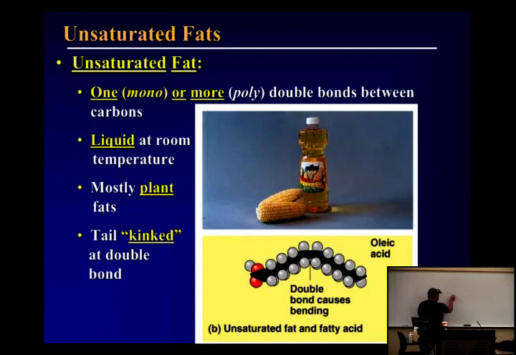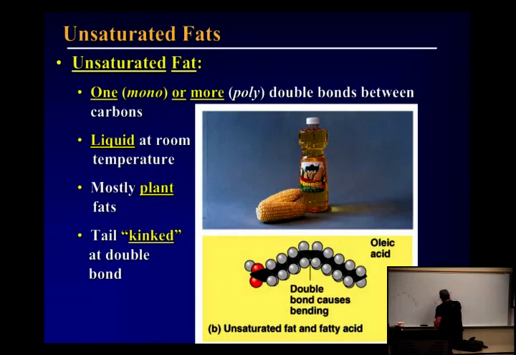It could bend this way, or go that way. Everyone agree? And then I have 3 bonds in this carbon. That's not allowed. What do I have to do? Add hydrogen. This one, 3 bonds, not allowed. This one, same thing.